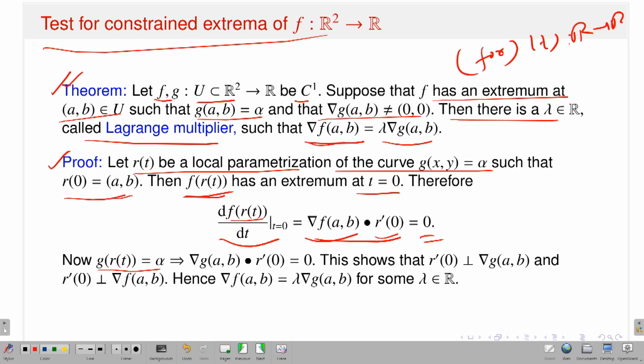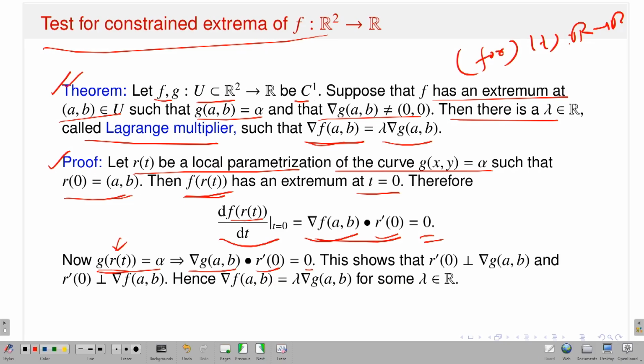Now once we have this, you just take the derivative on both sides. Now g is C1 and r is C1, so the composition is a very nice C1 function and you can take the derivative. If I take the derivative on the left-hand side, this is a composition, so by the chain rule it is nothing but the gradient of g at (a,b), evaluated at the point 0, dot r prime at 0. The right-hand side is alpha, a constant, so its derivative is 0.